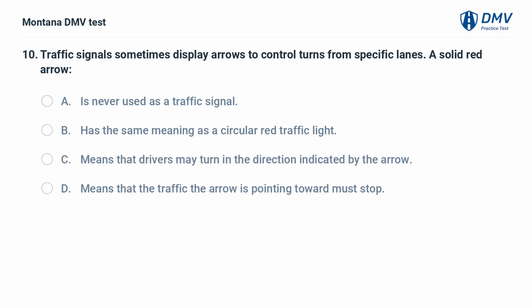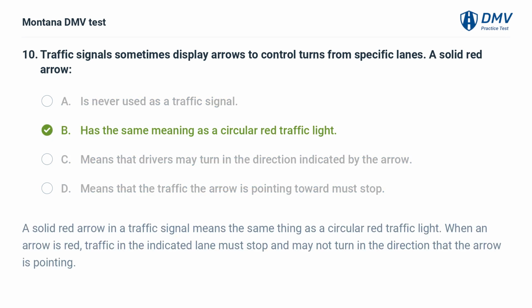Traffic signals sometimes display arrows to control turns from specific lanes. A solid red arrow: A. is never used as a traffic signal. B. has the same meaning as a circular red traffic light. C. means that drivers may turn in the direction indicated by the arrow. D. means that the traffic the arrow is pointing toward must stop. The answer is B, has the same meaning as a circular red traffic light.